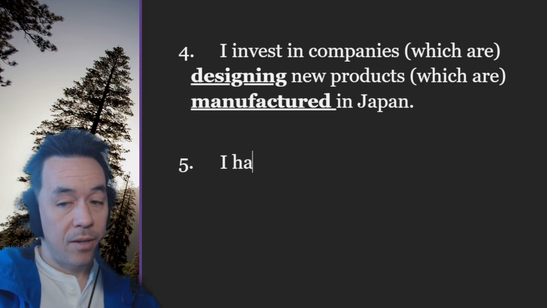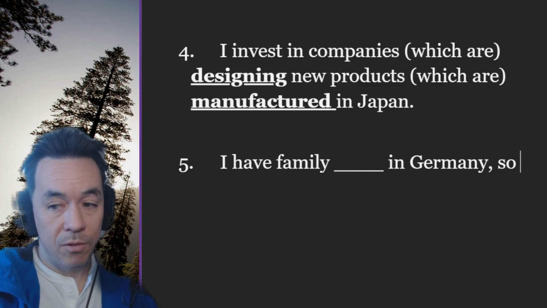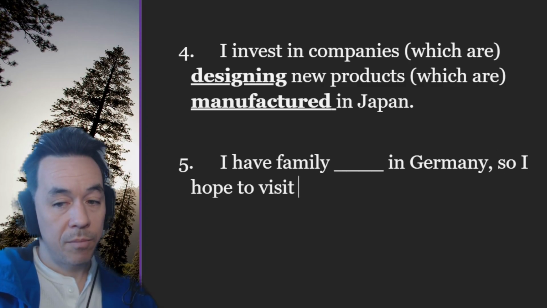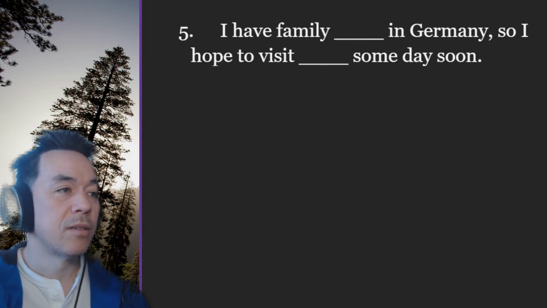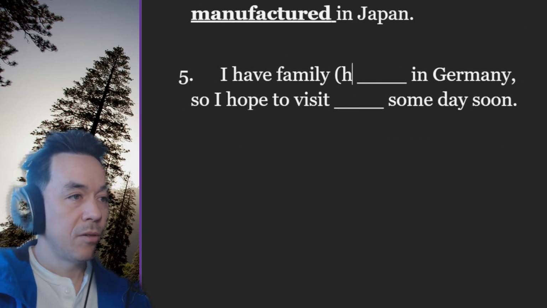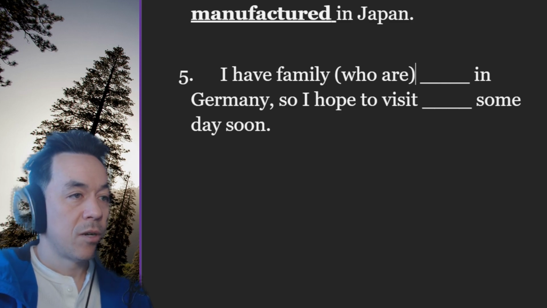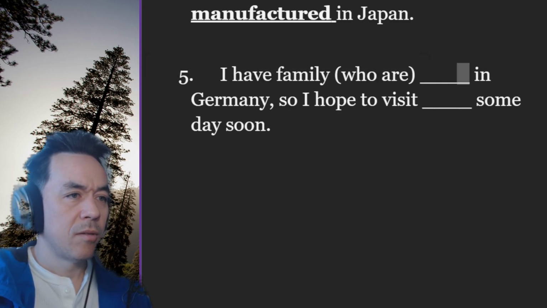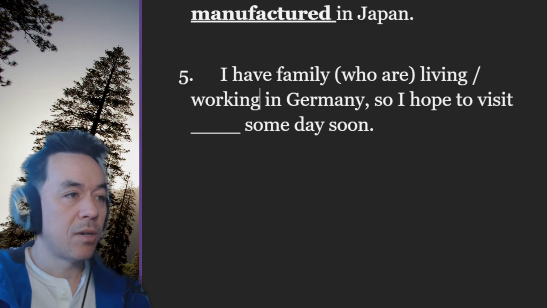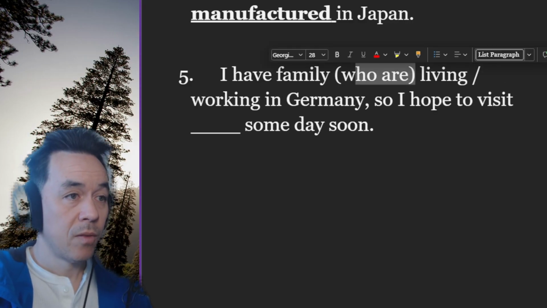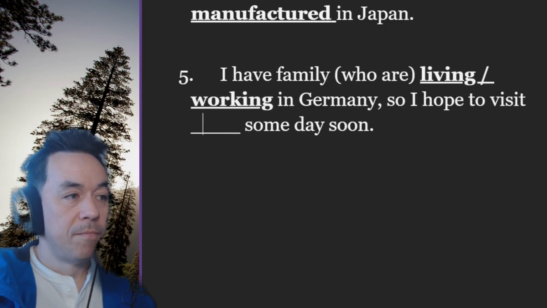Number 5. I have family, blah, blah, in Germany, so I hope to visit, blah, blah, someday soon. Let's see. So I have family. That's family, the human, who, present tense, are, and then what could be the main verb? Family is living, so working. Yep. So I have family living or working in Germany.